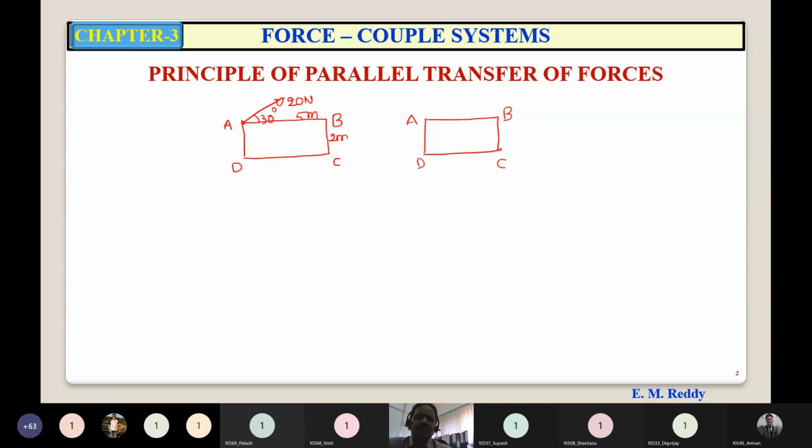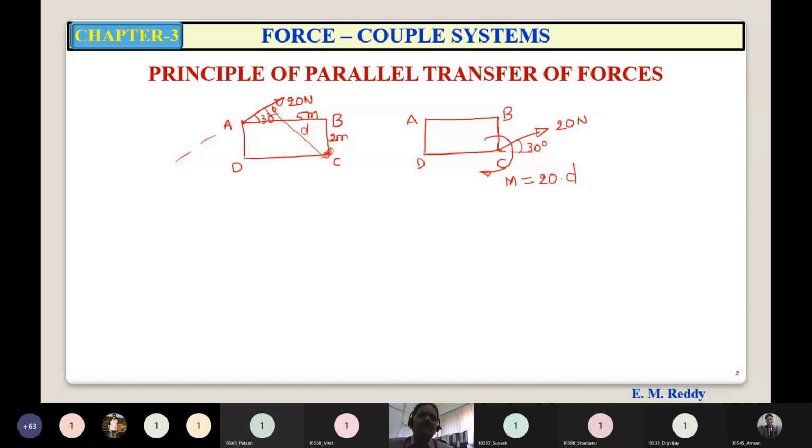So when a force is transferred parallelly from one point to another point, parallelly means the direction of this force remains same, 30 degrees with horizontal. That force is accompanied by a moment. And what is the sense of the moment? We are transferring from A to C. So about point C, it is creating clockwise sense. So it is a clockwise moment of magnitude that 20 into perpendicular distance from the line of action of the force to point C. Suppose this D is the perpendicular distance. So it is 20 into D from geometry that you can find out.